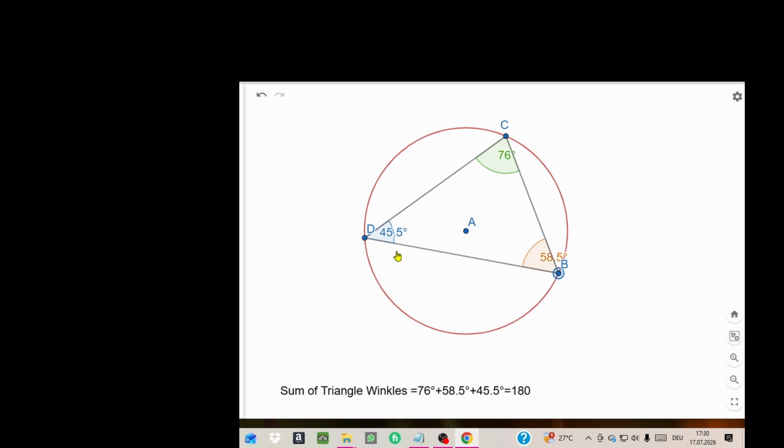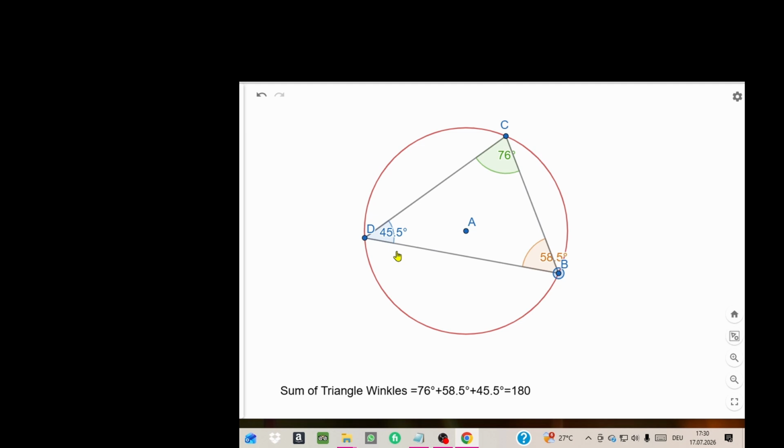Now, as we mentioned at the beginning of the video, the sum of the interior angles of every triangle is 180 degrees. In this part, we want to show the reason behind this fact. In this figure, you can see a circle with a triangle inside it. This means that all three vertices of the triangle lie on the circumference of the circle. The three vertices are labeled B, C, and D, and each one creates an angle inside the triangle.